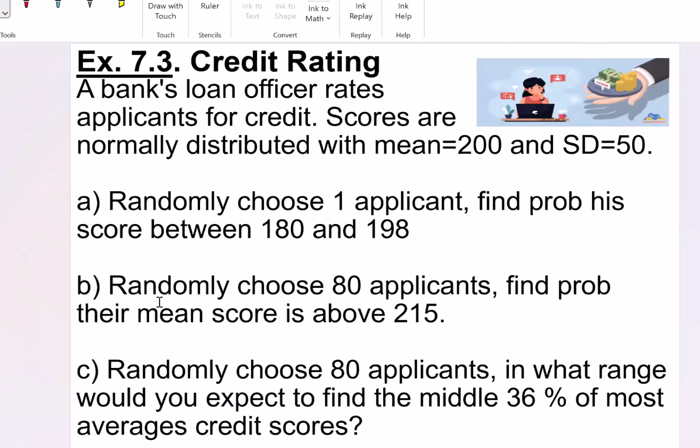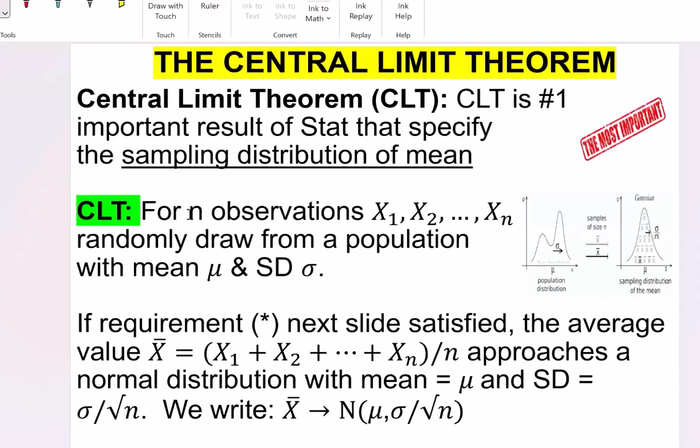How about part B? You randomly choose 80 applicants and want to find the probability the mean score is above 215. So you have a sample of 80 applicants and you calculate the mean score. To find the probability their mean score is above 215, the first thing you need to do is specify the distribution of the mean score, which is X bar. Here we come back to the central limit theorem, because it allows us to specify how X bar is distributed.